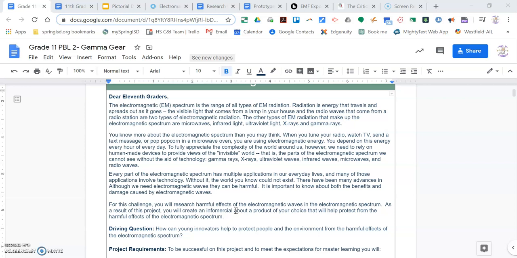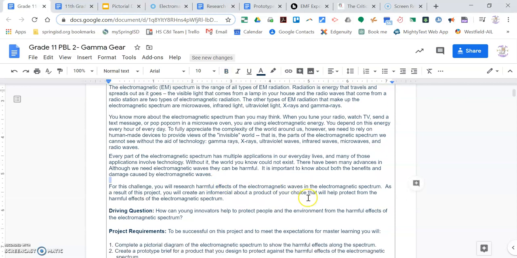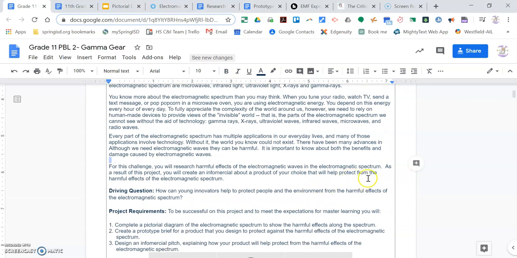The students are going to really focus on gamma rays, X-rays, ultraviolet rays. Oh, I'm sorry, these are all the parts: gamma rays, X-rays, ultraviolet waves, infrared waves, microwaves, radio waves. As they go through, they're going to research the harmful effects of these ultraviolet waves and produce an infomercial about a product of their choice that will help protect from the harmful effects of the electromagnetic spectrum.